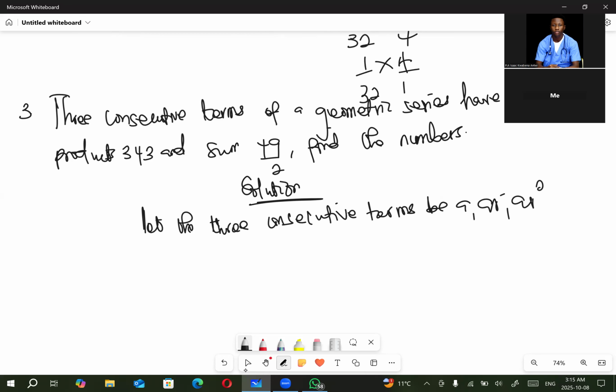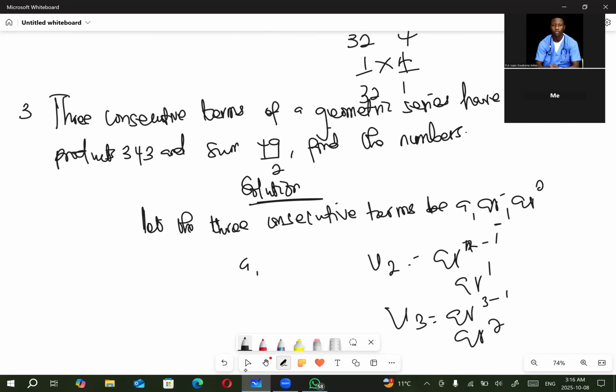Because for every GP, the first term is A. To get the second term is AR exponent n minus 1, and n is 2, so 2 minus 1. AR exponent 1. So that's how come you see AR there. Then U3 will be AR exponent 3 minus 1. So that'll be AR exponent 2. So that's what you see over there.